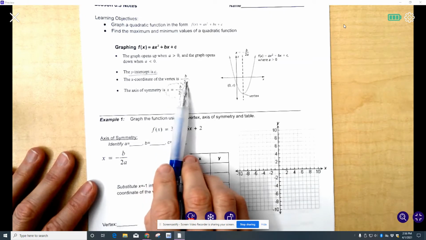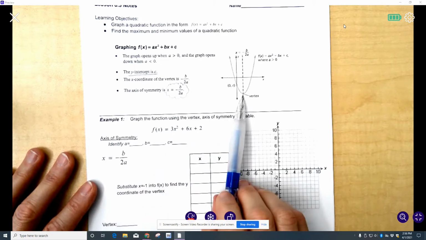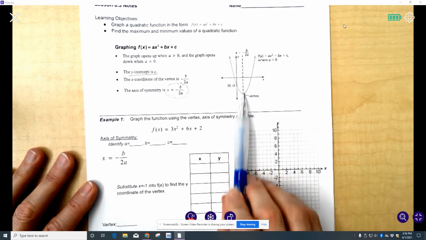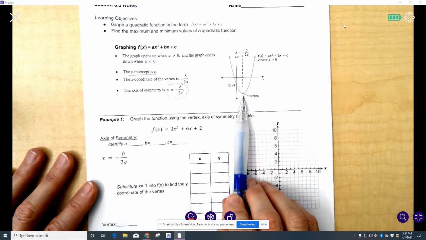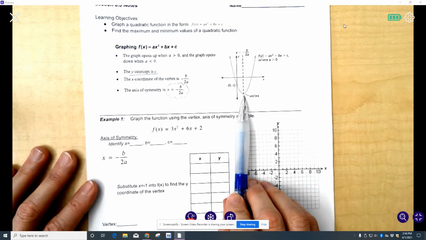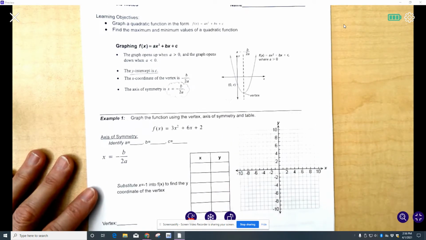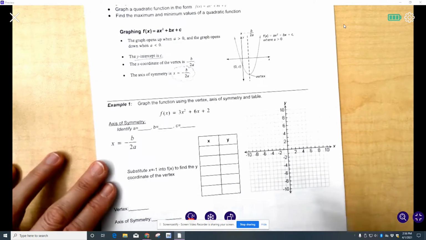And that also is going to be the x portion of our vertex, which makes sense because the axis of symmetry goes right through our vertex. So the x's from our vertex and our axis of symmetry always match. So let's give it a go here.